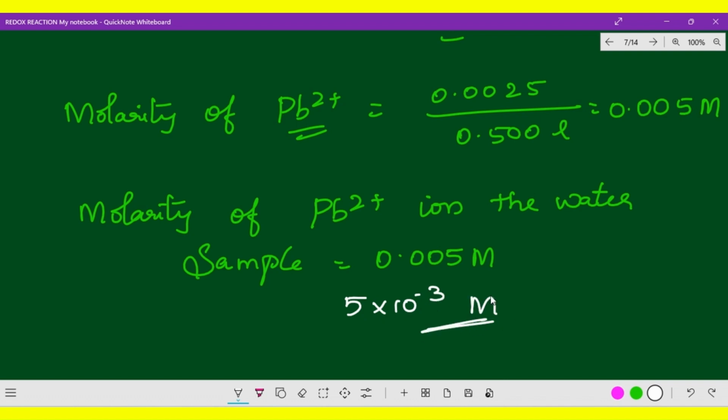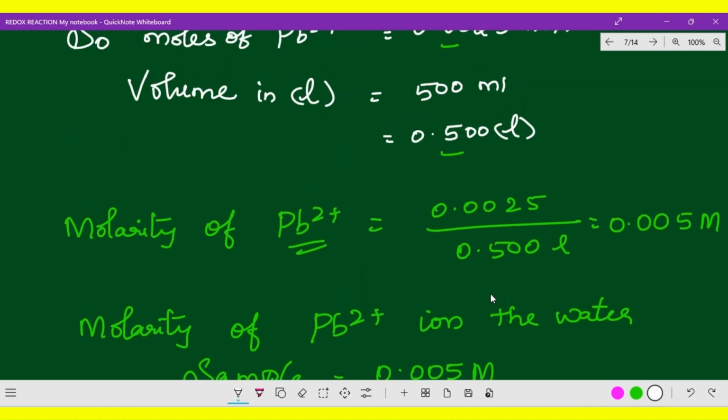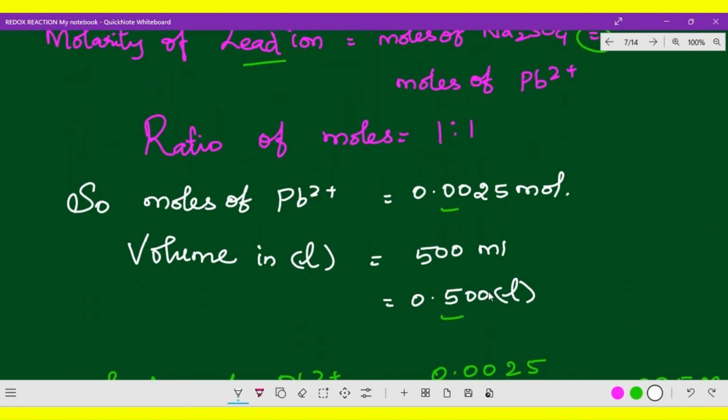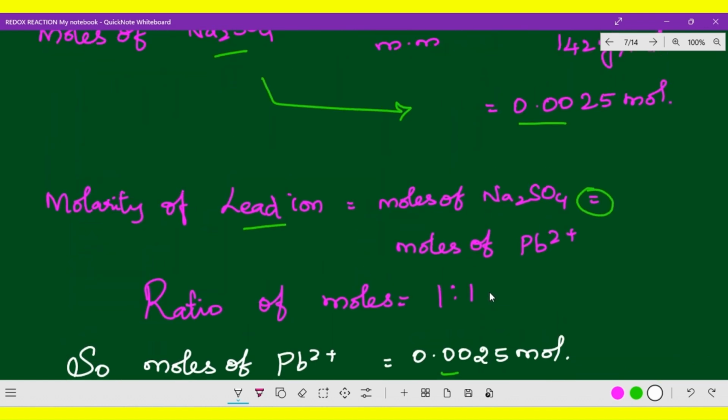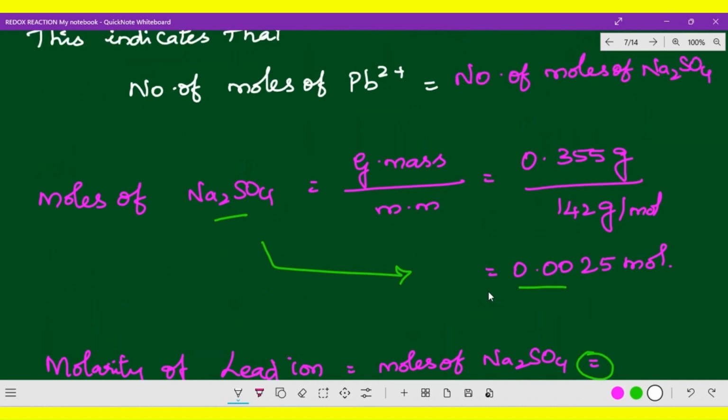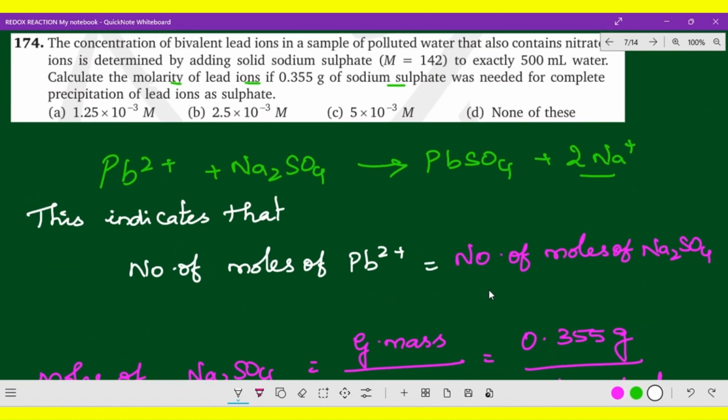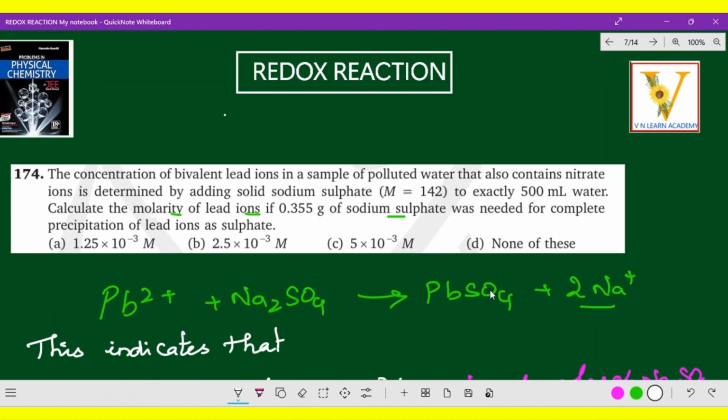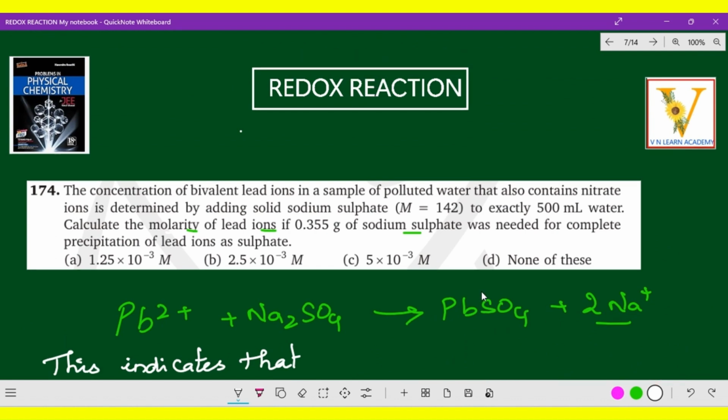I hope you got the clear idea. The question looks big, but it is nothing. If you know the concept clearly, it is very simple. This is a redox reaction as well as mole concept, which is the idea we gave right at the start. Now, which is the correct option? Option C, 5 into 10 to the power of -3. All the decimals are very important to note down. So option C is the correct option.